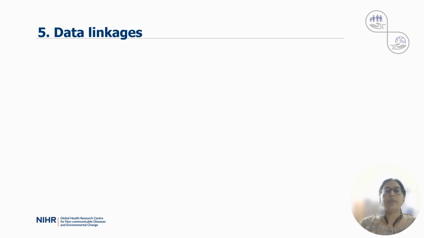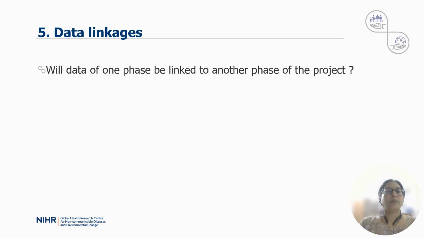The next aspect is about data linkages. So what are data linkages? Let's see some examples to understand how it might happen in practice. So the first thing is about, will data of one phase be linked to another phase of the project? So you might collect data in one phase, but then the same individuals you might collect in another phase, and you might want to link both the information. You need to have a plan beforehand so that you don't end up with disappointment.